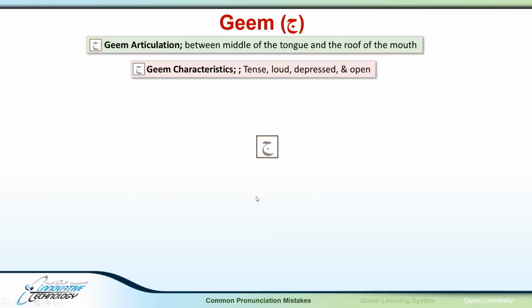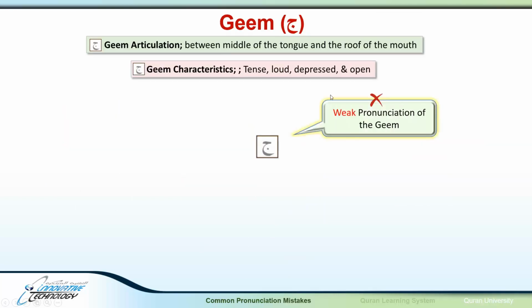Now we'll take the jim mistakes. First mistake is weakly pronouncing the jim. Example, ja'alu. In this case, we can barely hear the jim, and the right way of pronouncing it is like this. وجعلوا Ja'alu. So the jim should be awarded its strength characteristic. It should be clear enough.